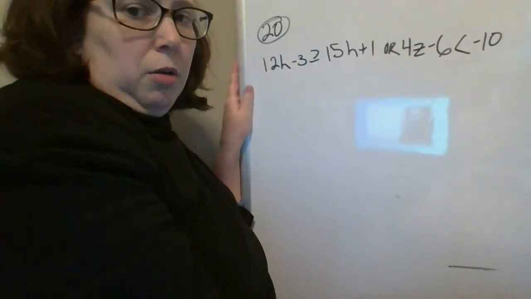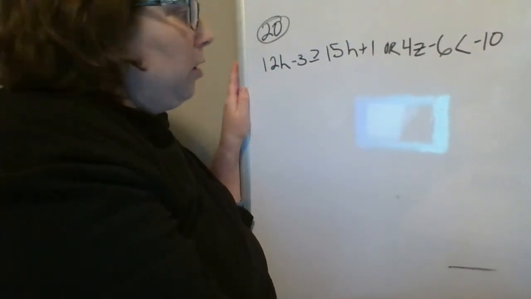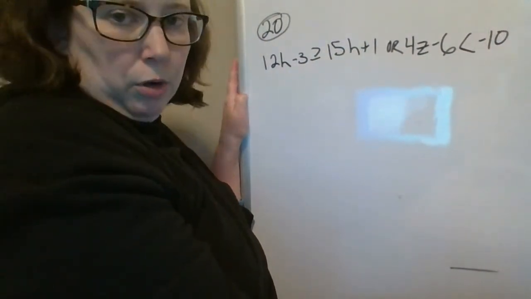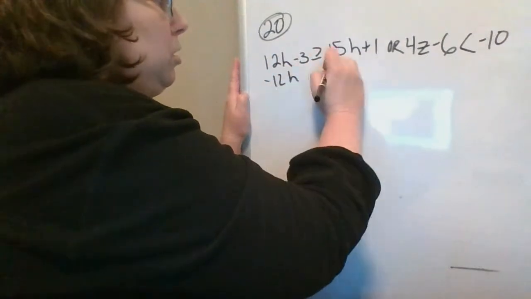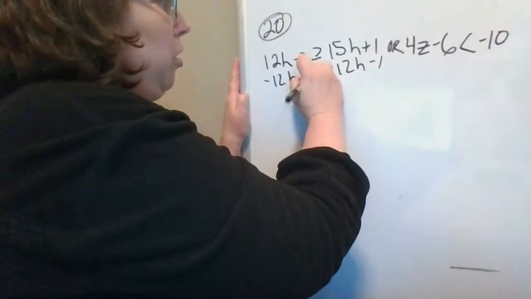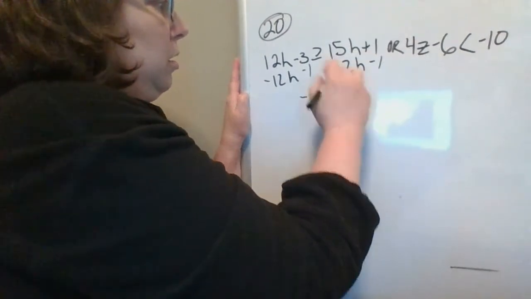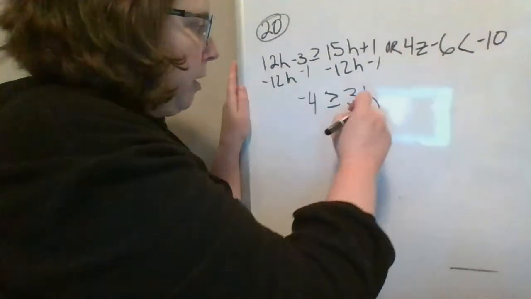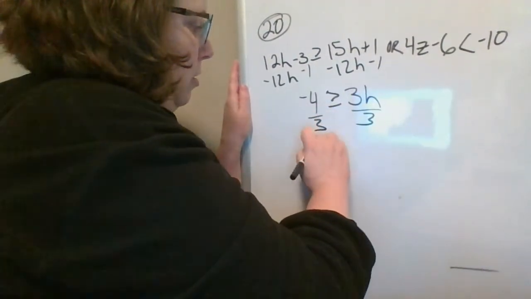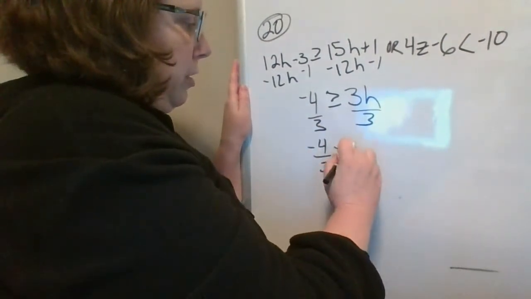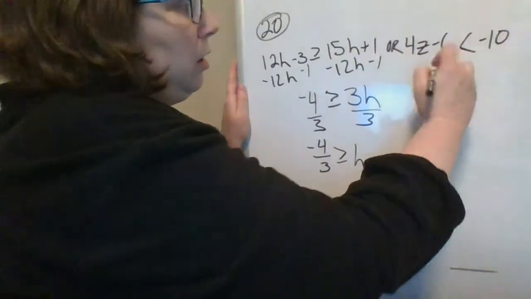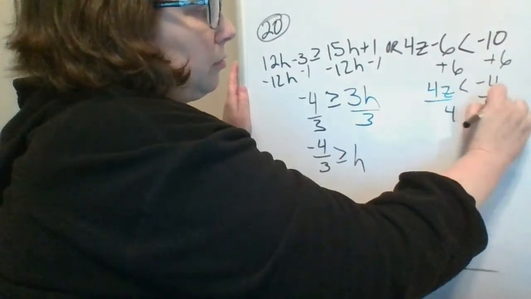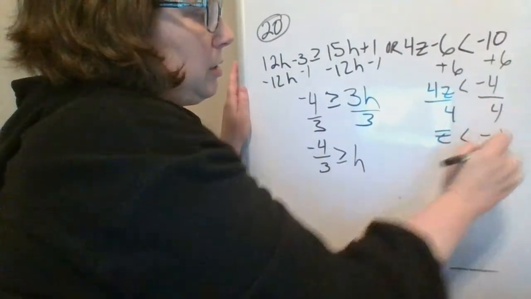So there we go. When you're solving any inequality, we need to isolate those variables. So here what that means is you're going to have to combine your like terms. So we would first move all of our numbers to one side and all of our variables to the other side. You can do that in 2 steps if you want, or you can go ahead and do it in 1 step like I have. We end up with -4/3 is greater than or equal to h on that side. And we come over here, we end up with z is less than -1.